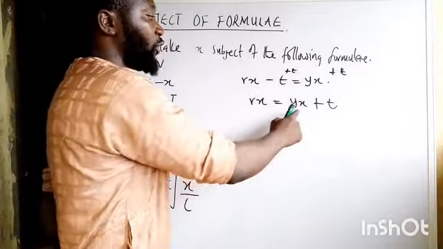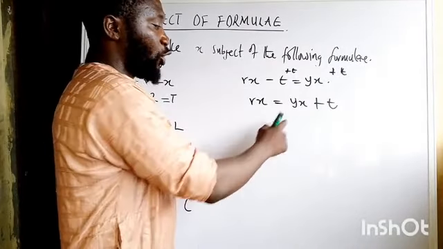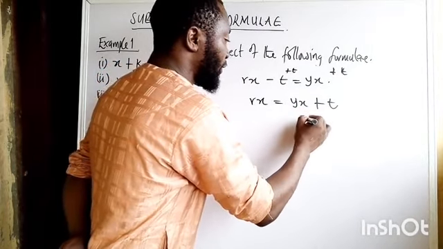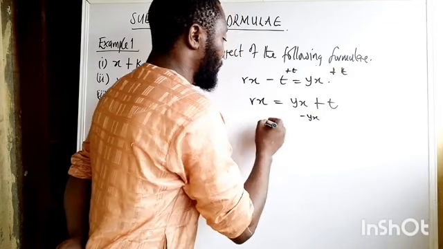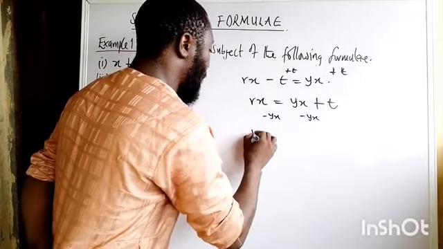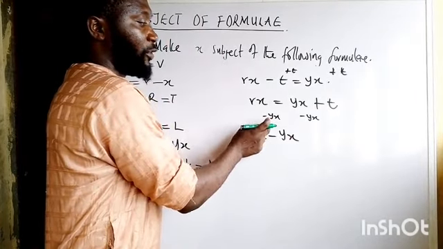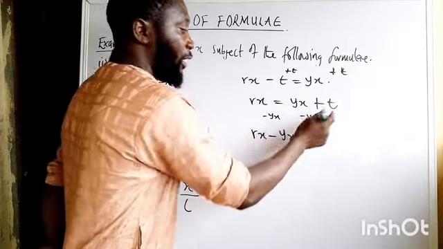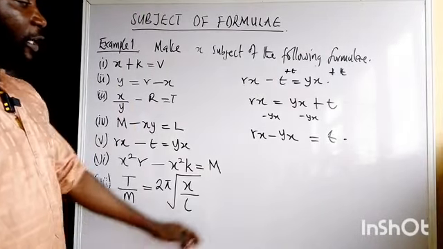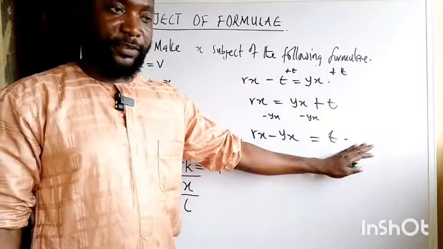Now, also, since we want to make sure that those with x are together, in order to remove this, you have to subtract from both sides. So now, you subtract Yx from both sides. By the time you subtract from both sides, you have Rx minus Yx. Yx minus Yx will give us 0. So you are left with letter t. Now we can see that we have those with x on one side and without x on the other side.